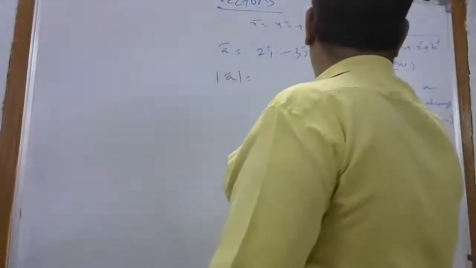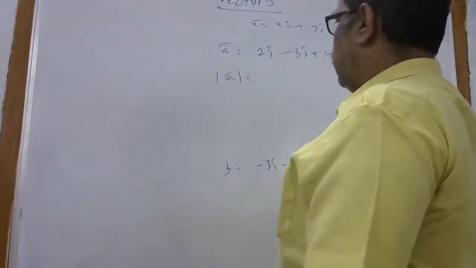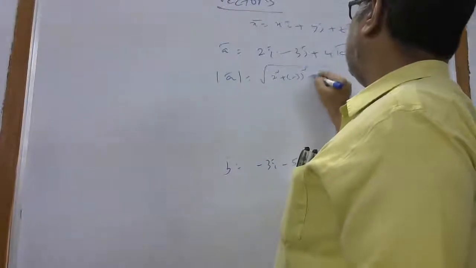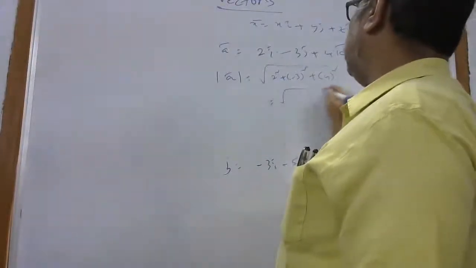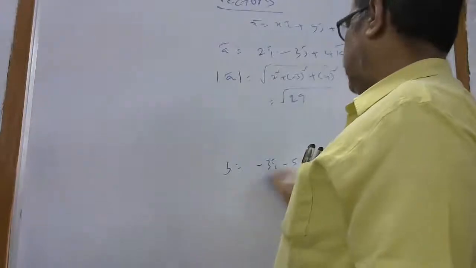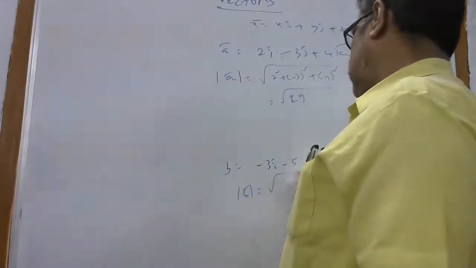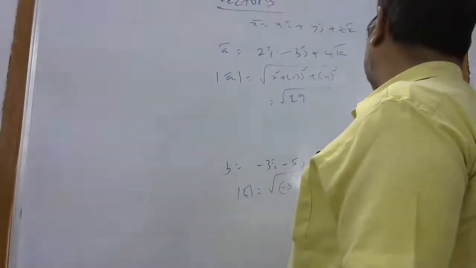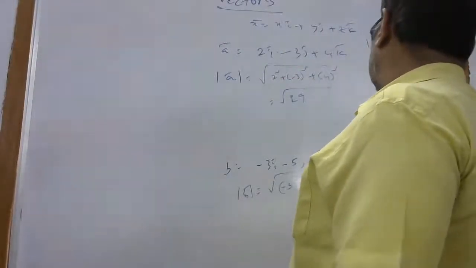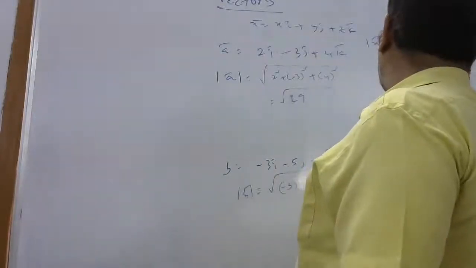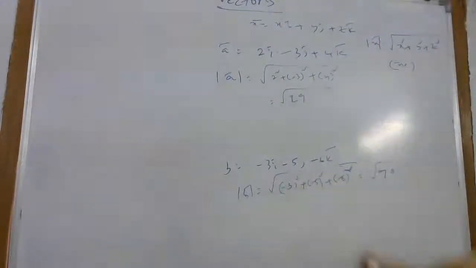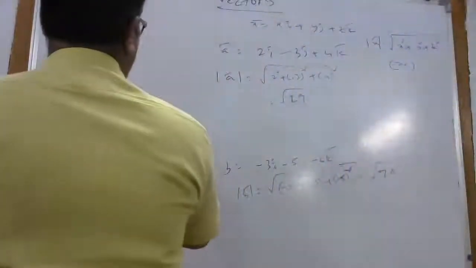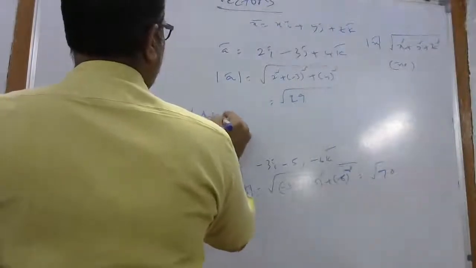Now see, beta, you got a bar. Mod a bar, what comes? Tell me. 2 square plus minus 3 whole square plus 4 whole square, which is equal to 29, root 29. Mod b bar you find, root over minus 3 whole square plus minus 5 whole square plus minus 6 whole square, which is equal to root 70. But I want the angle between them. Angle between A bar and B bar.